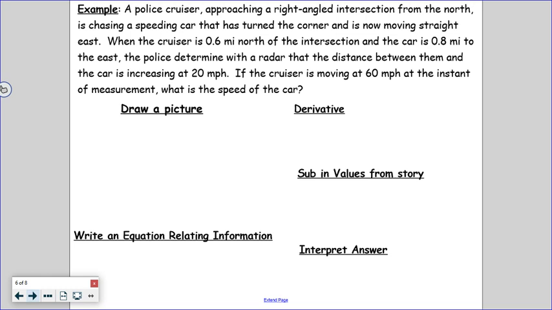That is a lot of stuff going on in that problem, right? So let's break it down. Let's draw a picture of what's going on. So it starts out talking about a police cruiser going towards a right-angled intersection from the north. So again, if you kind of think cardinal directions here, this would be north, south, east, and west, right? So our police cruiser is sitting up here on the north, heading towards a right-angled intersection, right? The car that it's chasing already got to that intersection, turned the corner, and is heading east, which is why I drew it this direction. So here's the car it's chasing.